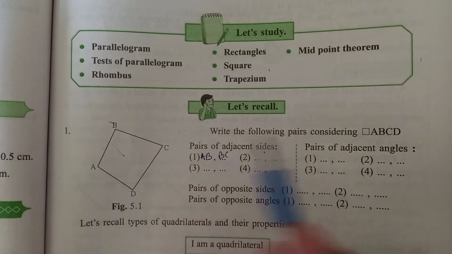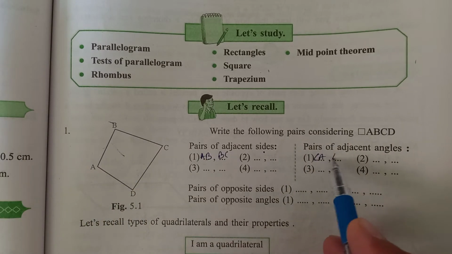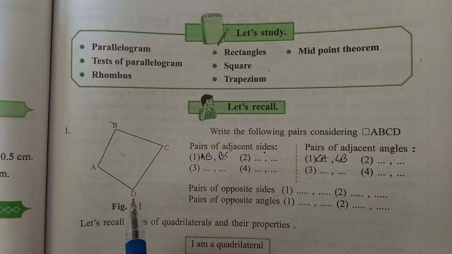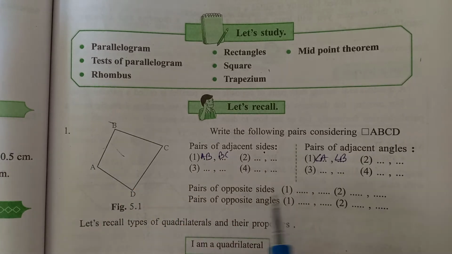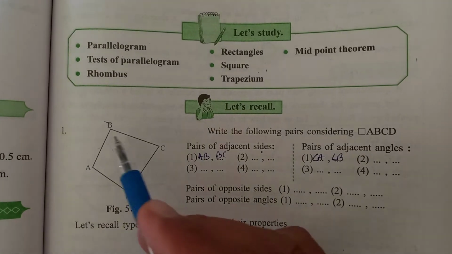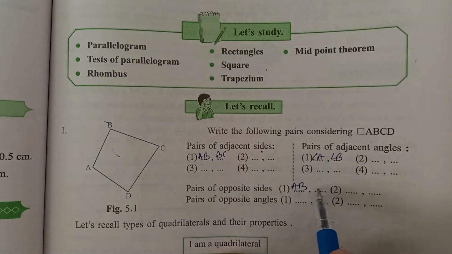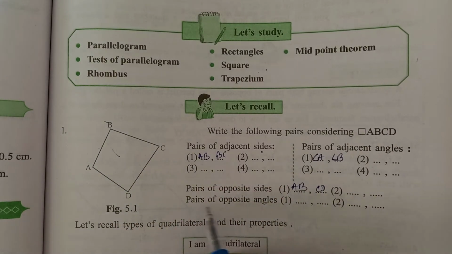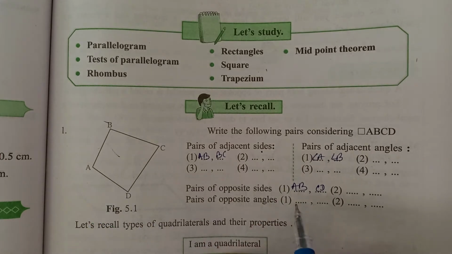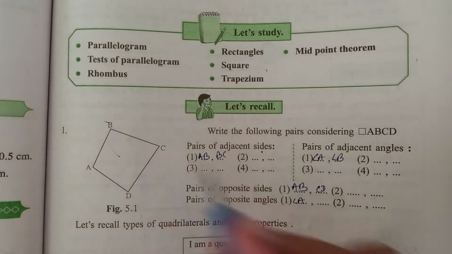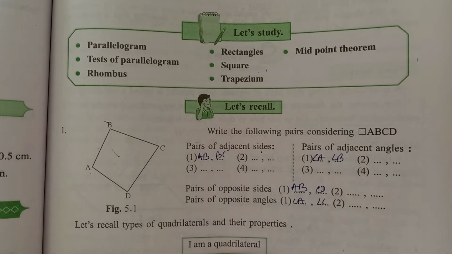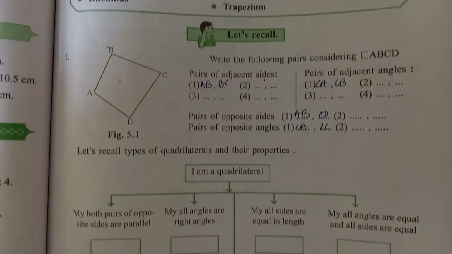Adjacent means near, like this angle AB, then AD, then DC; like this you have to write. Then pairs of opposite sides. Opposite means AB opposite CD. Here you have to write another pair. And pairs of opposite angles, for example, angle A opposite angle C, right, then the second pair. So like this you have to see this.